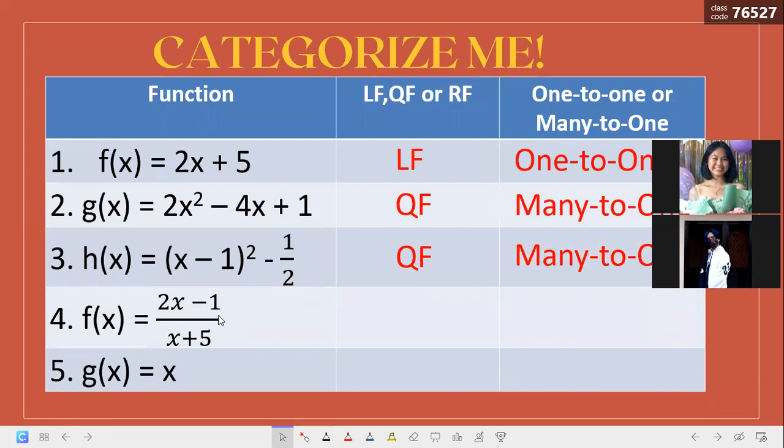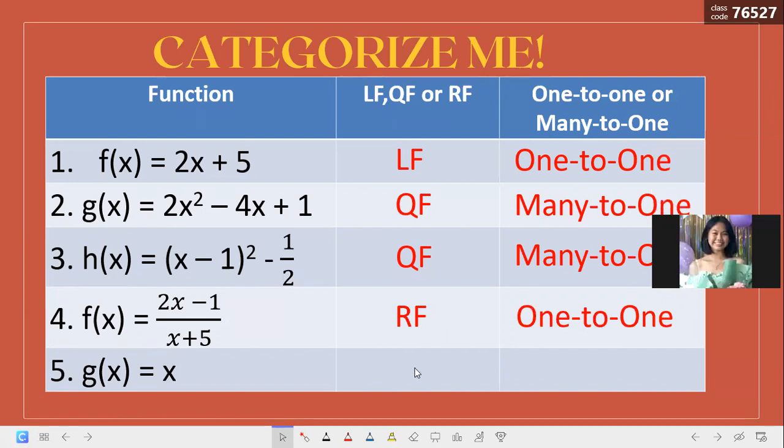Yan. Neil, yung sagot mo kanina na rational function? Yes po, ma'am. With the fourth example of function, that is a rational function pa rin. Okay, one-to-one. And then the last one, yes, Sofia Fernandez? Ma'am, linear function po. Okay. Why linear? Because the degree is 1. Thank you.